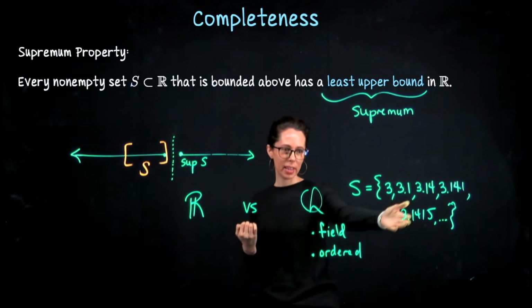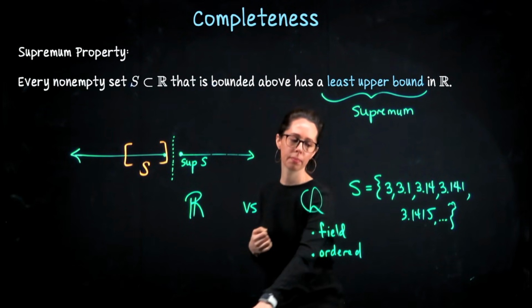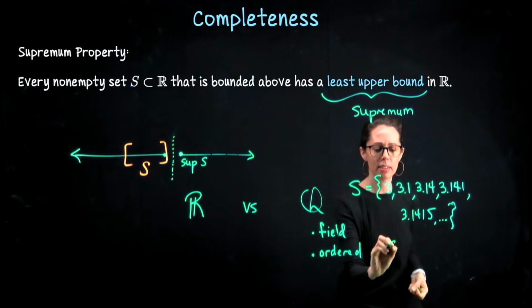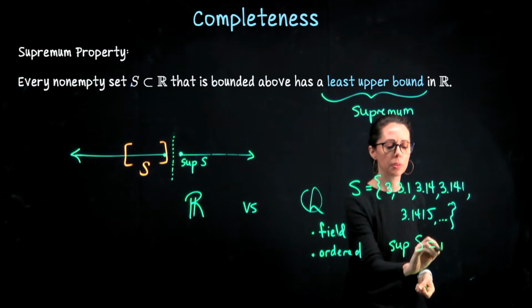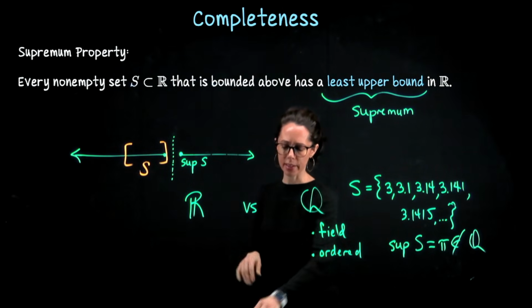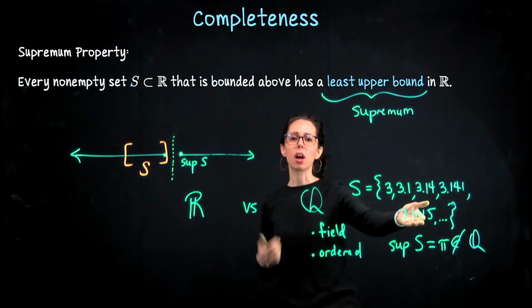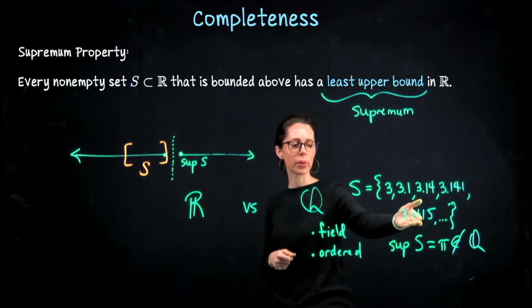That's because if you embed this back in R, you'll find that the set supremum is actually the number pi. Let me write that down. So sup of S equals pi, which is not rational. I'm assuming a few things here. I'm assuming that pi is irrational, and that finite decimals like this are rational. So I'm using some facts here that we're going to go through.